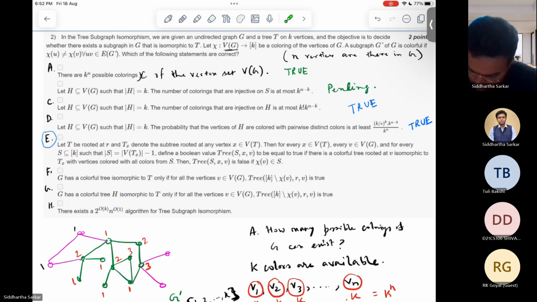Okay, so the point to focus on is the definition of this Boolean value. So this is equal to true only if there is a colorful tree rooted at V isomorphic to Tx with vertices colored with all colors from S. Okay, then, so this is the statement. We have to decide whether this is true or false. So tree S x comma V is false if chi of V is in the color set.